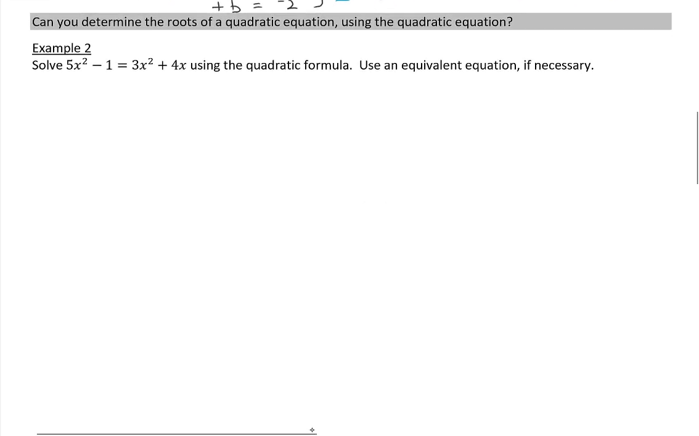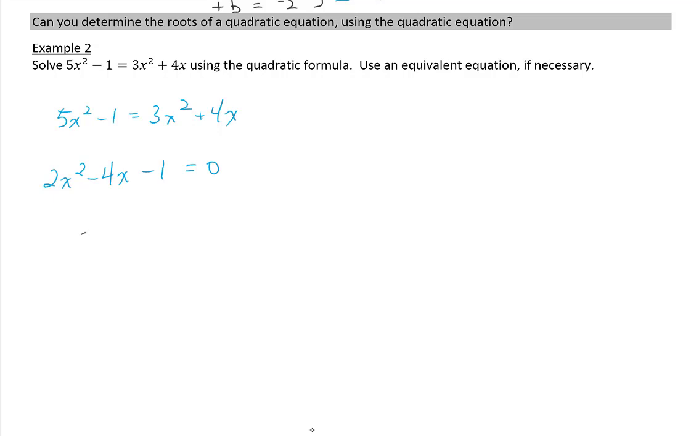Second thing, can you determine the roots of a quadratic equation using the quadratic formula? So same as above, we're going to use an equivalent expression. So we have 5x squared minus 1 equals 3x squared plus 4x. If we move everything to the left side, I'm going to get 2x squared minus 4x minus 1 equals 0.